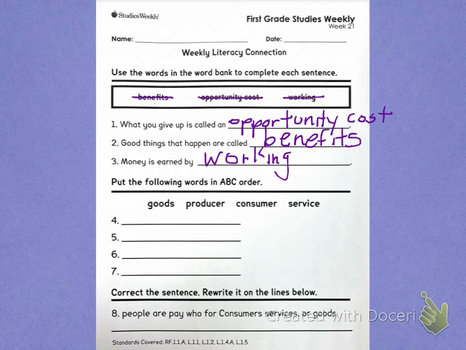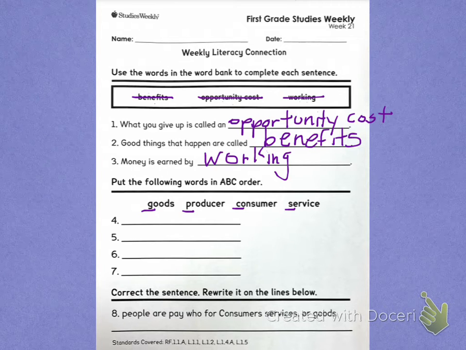Alright, so now, this next one, there we have 4 words: goods, producer, consumer, service. We have to put these 4 words into ABC order. That means whenever the first letter of each of these, goods has a G, producer has a P, consumer has a C, services has an S. So you have to put these in ABC order. Whichever one comes closer to the beginning in the alphabet, that one's going to go closer up. So I want you to pause the video and put these in ABC order, what you think is in ABC order. And we're going to talk about it after. Press play whenever you're finished.